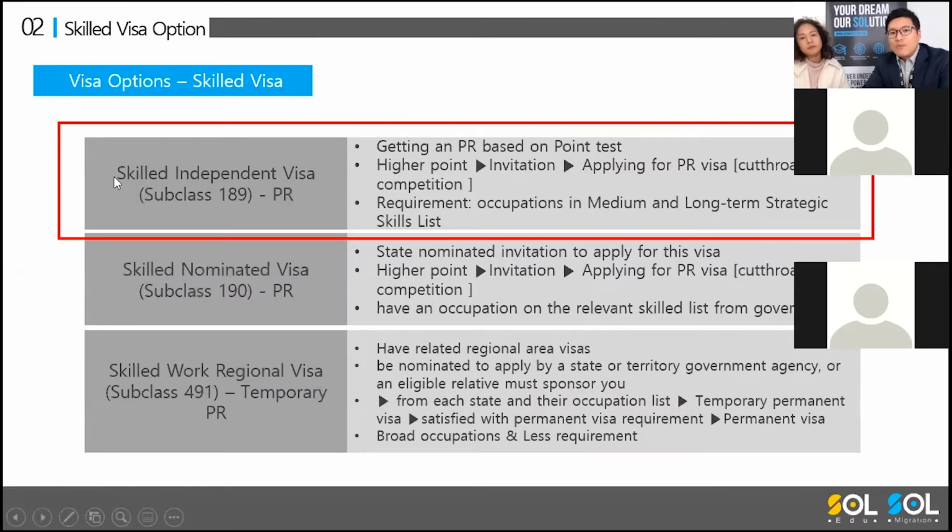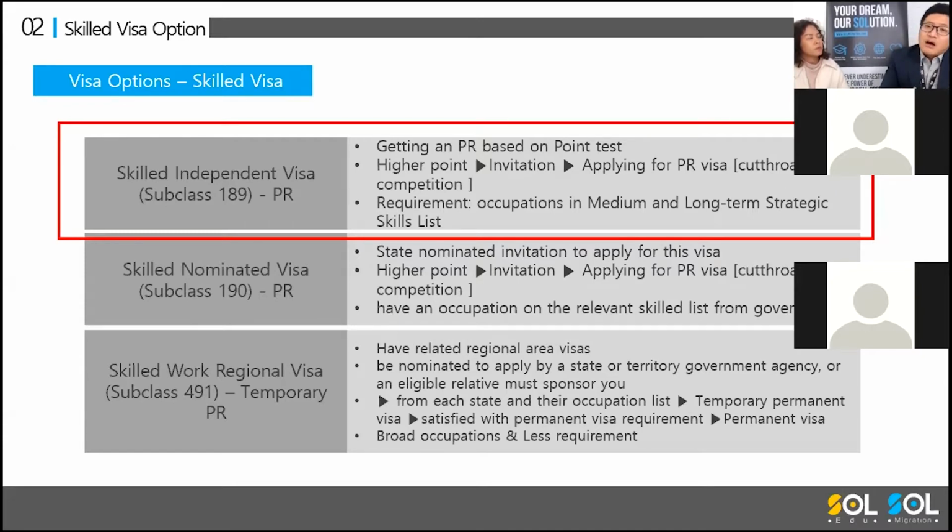So let's talk more about the skilled independent visa, the 189 visa. I already mentioned 190 and 491 operate based on state nomination, but 189 operates only based on the point system. It's based on the higher points. But these days, we cannot advise students that 189 can be a possible option for your permanent visa, because 189 is only based on points. So if you have a higher point score, you have a chance.